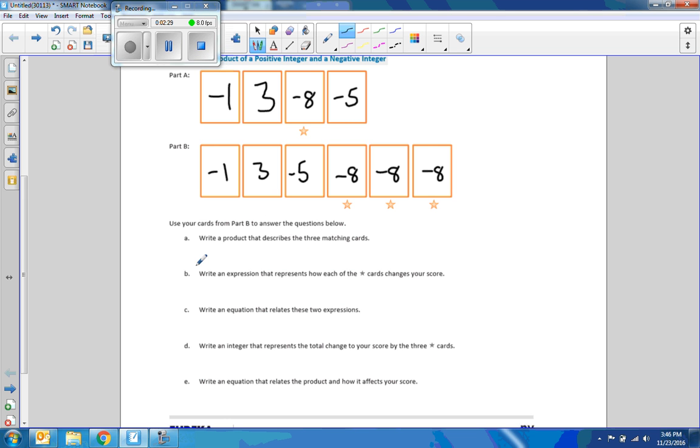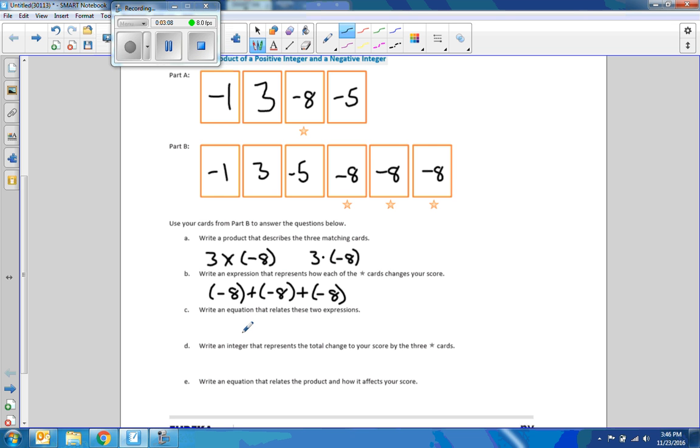Okay, well, 3 matching cards as a product would be there's 3 of them times -8. Okay, rather than using an X, I'm going to use a dot. So dot means times as well. Write an expression that represents how each of the stars changes your score. Well, what happened was if we drew a -8, it would drop 8, plus a -8, plus a -8. Okay, that's an expression representing how each of the stars changed our score, one at a time.